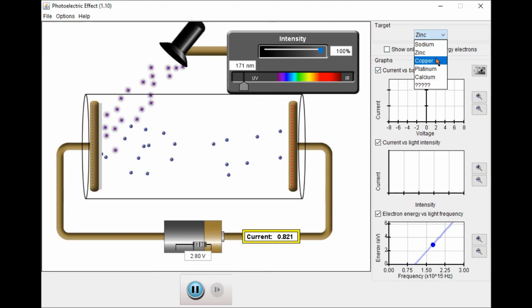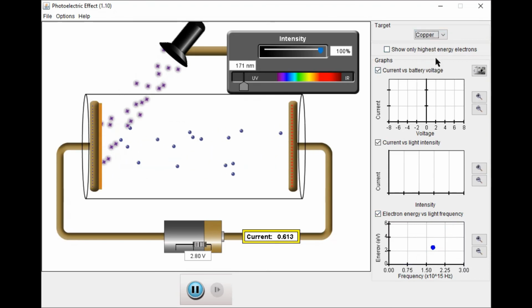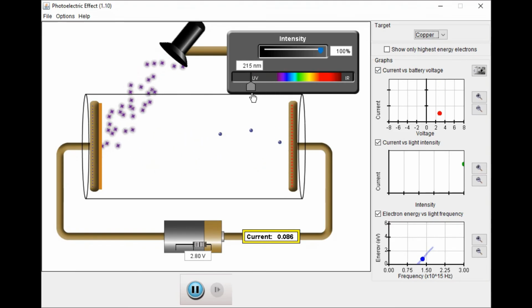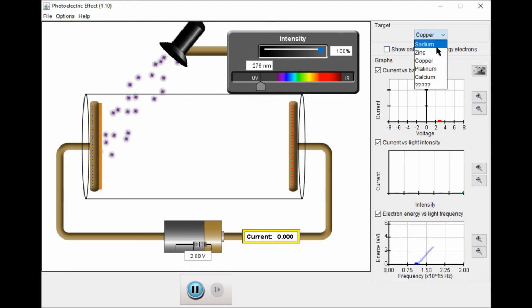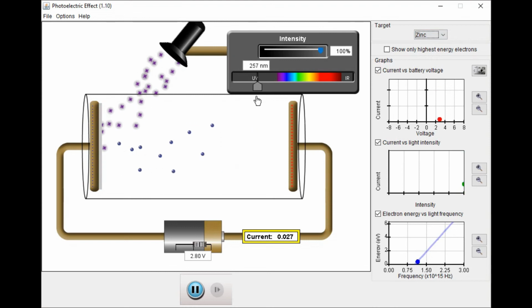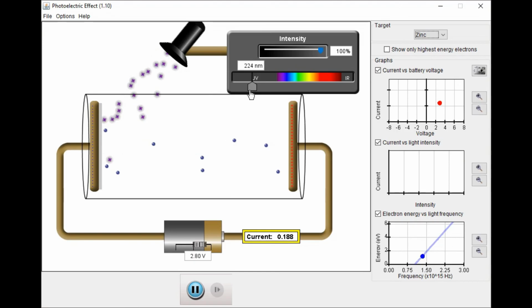If I go to copper, it looks like it's in a similar place, right? Between the 0.75 and 1.5. For zinc, it was between the 7.5 and 1.5. Okay, so different materials have different work functions.